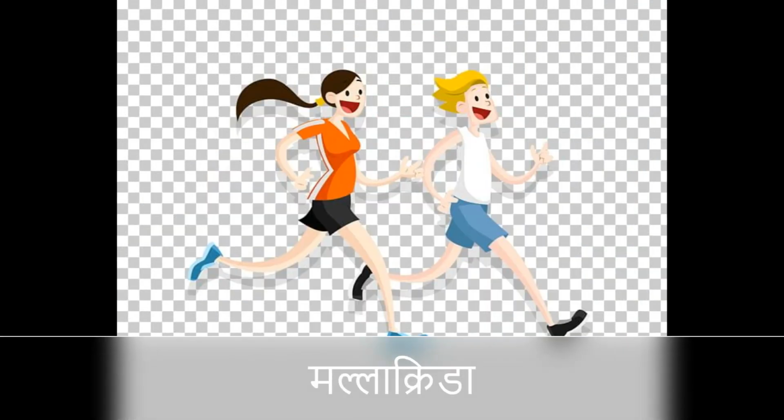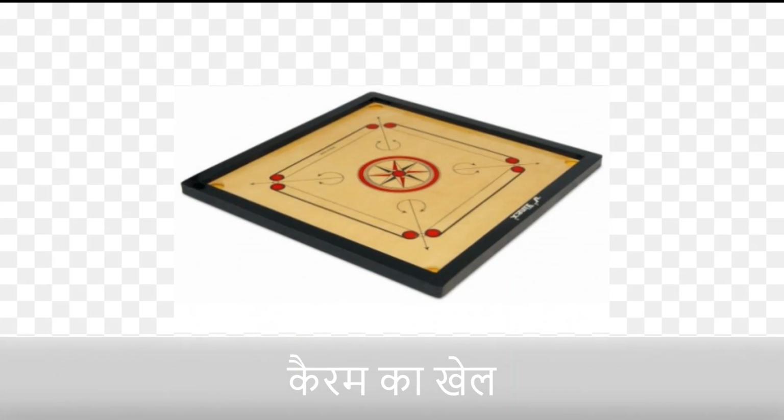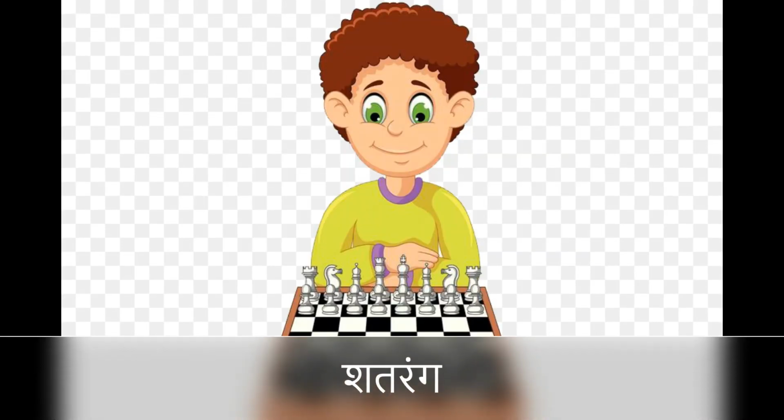Athletics. This is an athletics. Carrom. This is a carrom. Chess. This is a chess. Cricket. This is a cricket.